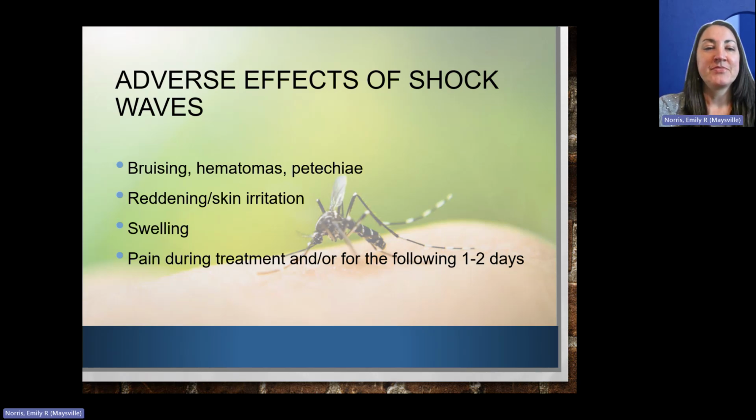But it could cause bruising. Petechiae are those red splotches on the skin. It could cause reddening or skin irritation, swelling, pain during or after treatment, even up to 2 days after the treatment.